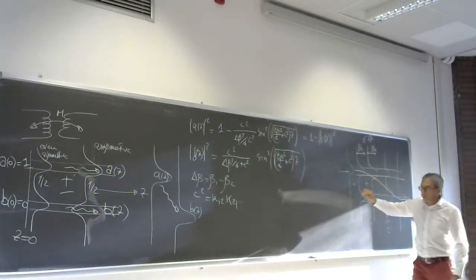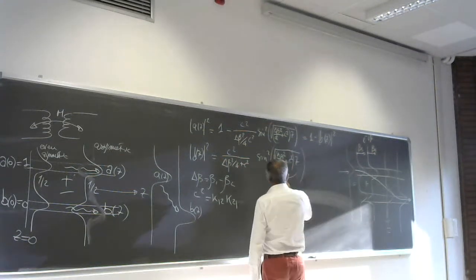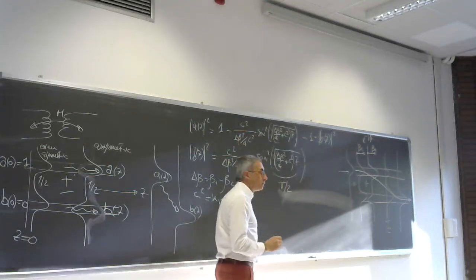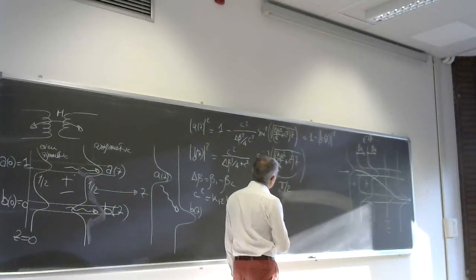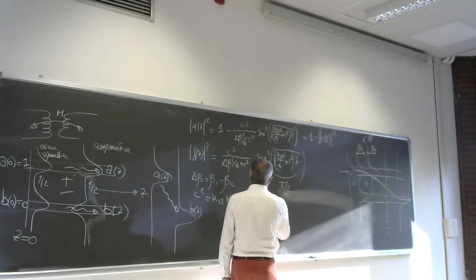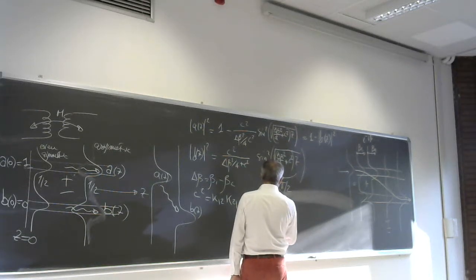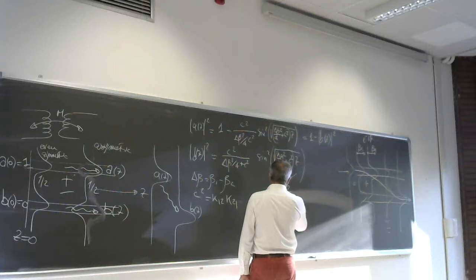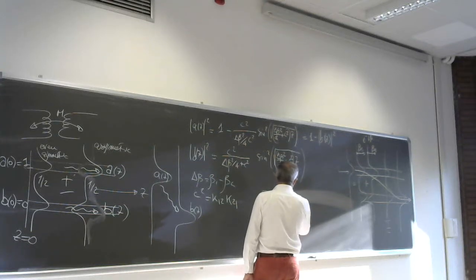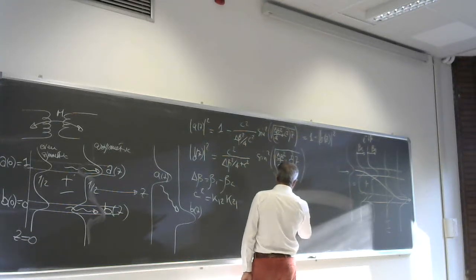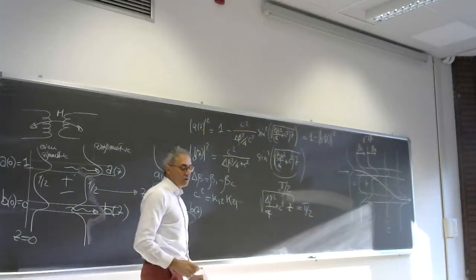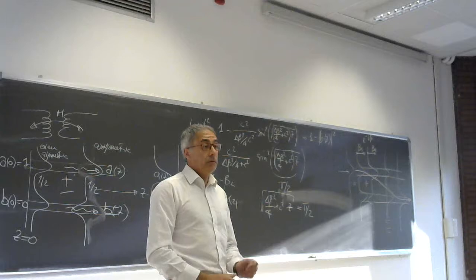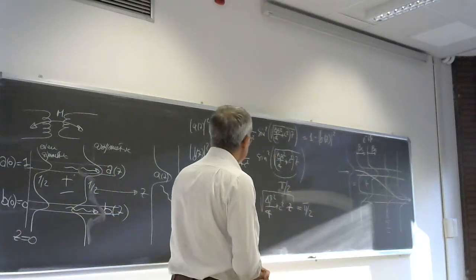And this occurs where this is half power. So when you have this term equal to half pi, this is called the beat length, the beat length of the two modes.